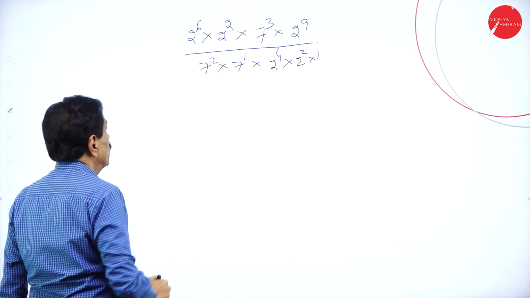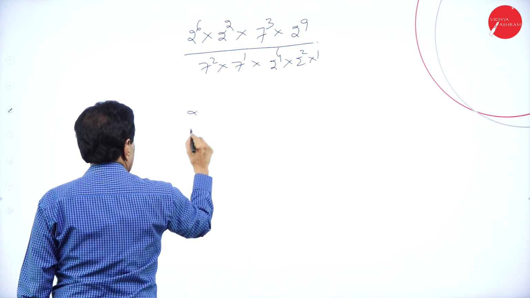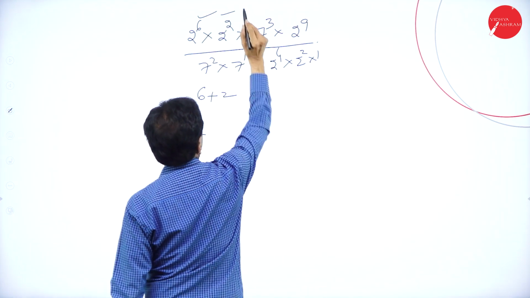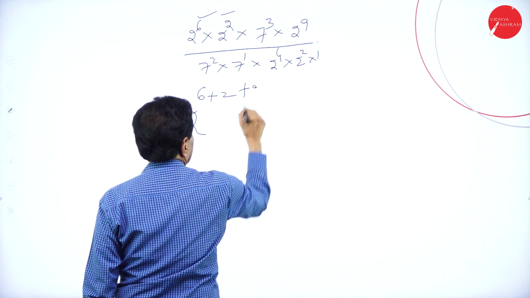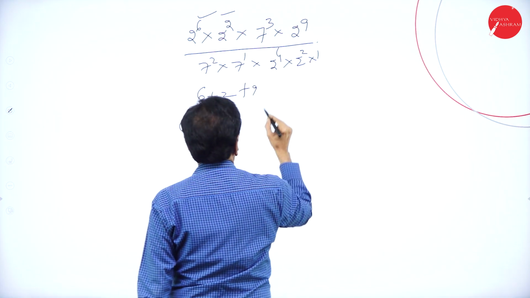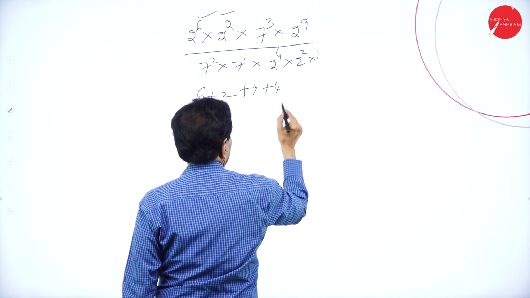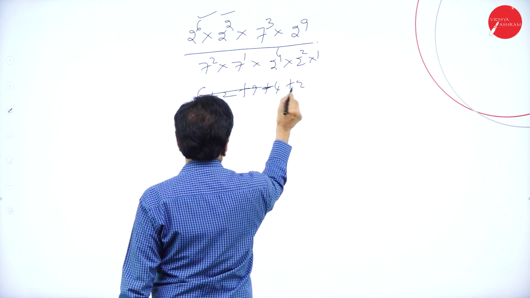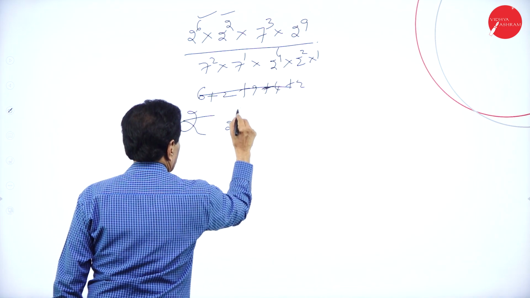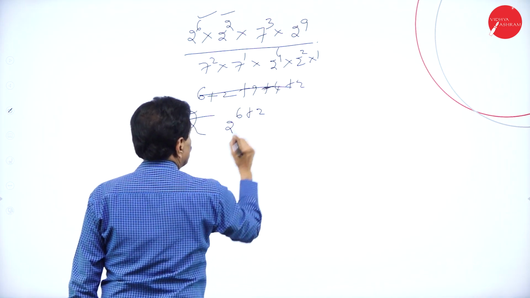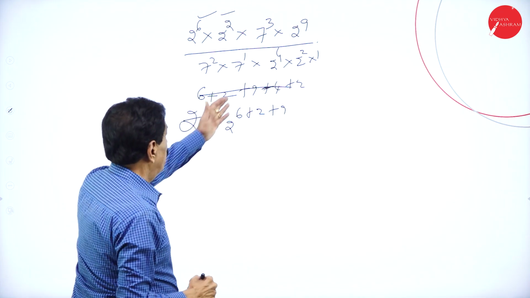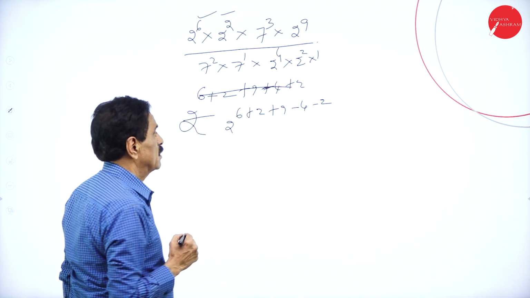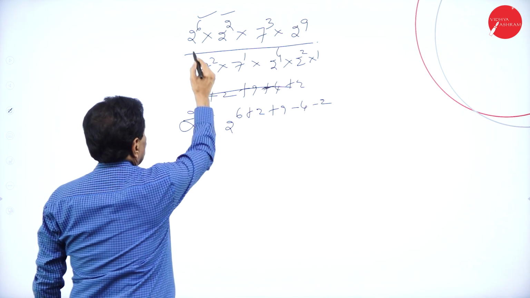Take the common base, which is 2. You can write 2 to the power of 6 plus 2 plus 9. This is plus 4. This is plus 2. When it comes to the denominator, this becomes minus 4. We can write once again 2 to the power of 6 plus 2 plus 9. When it comes this way, this becomes minus 4, minus 2. Here minus 4. This is 2 to the power of 2.